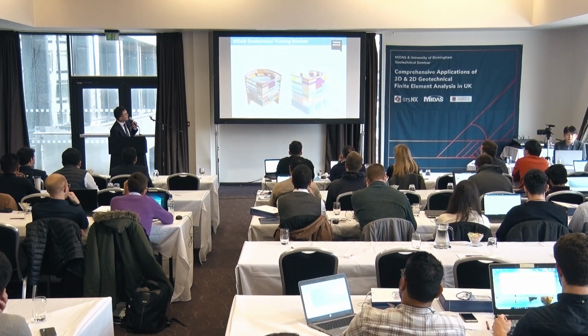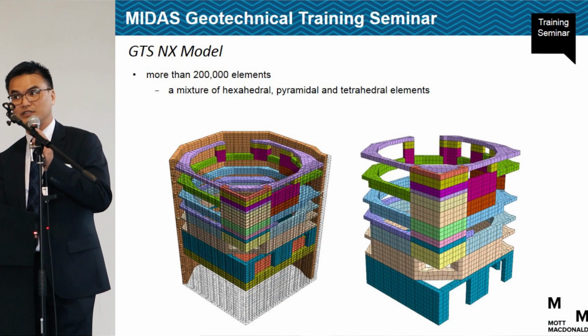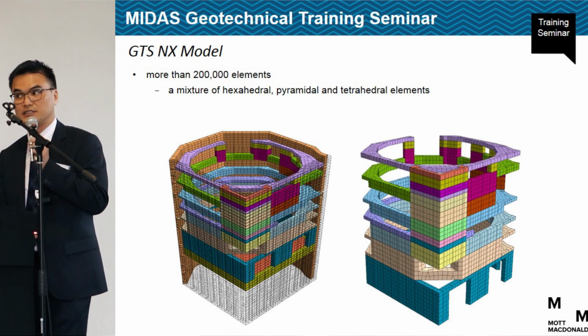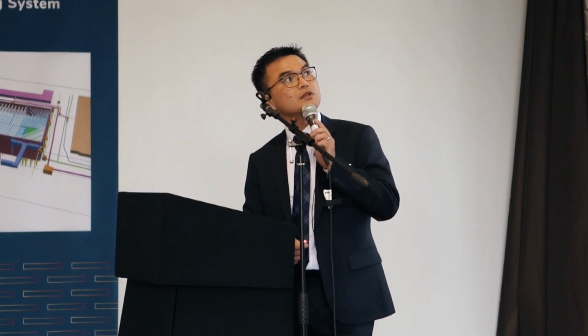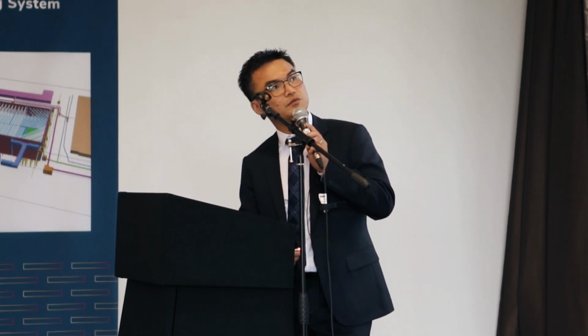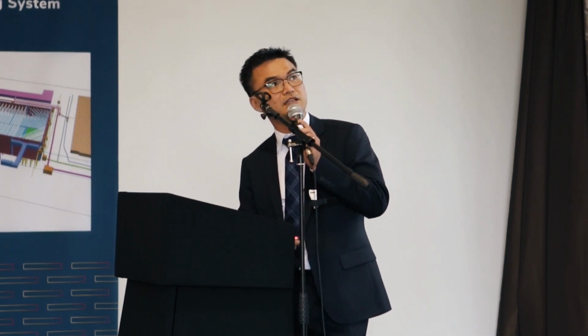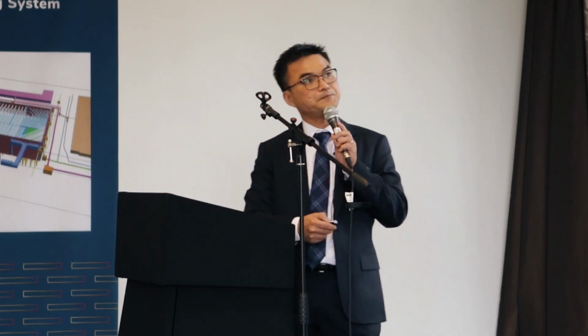As you can see in the next slide, the geometry is very, very complex. If you wanted to draw it using Midas GTS, it would be very time consuming. But for us to do this is very fast because we already have an existing 3D model. The whole model consists of more than 200,000 elements, making use of different types of elements within Midas GTS NX.